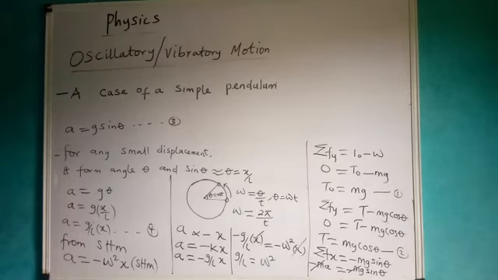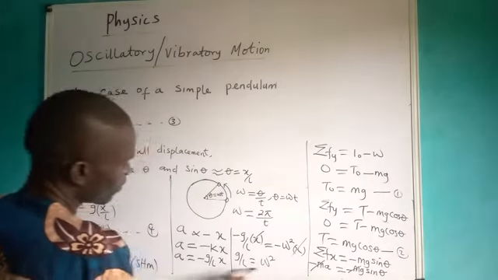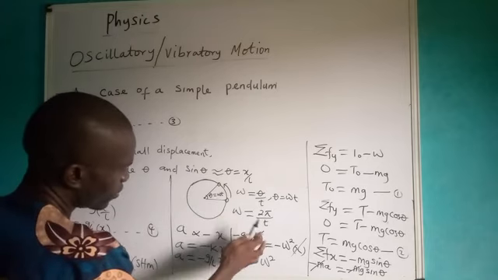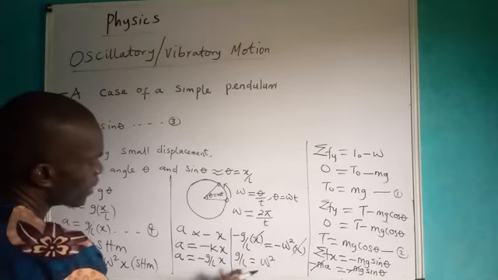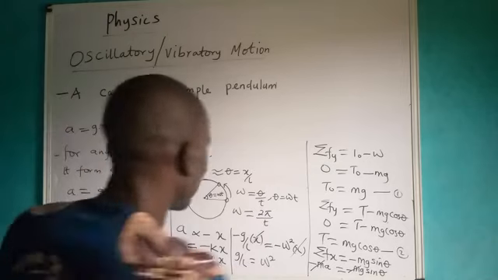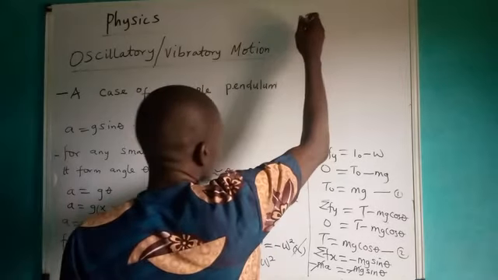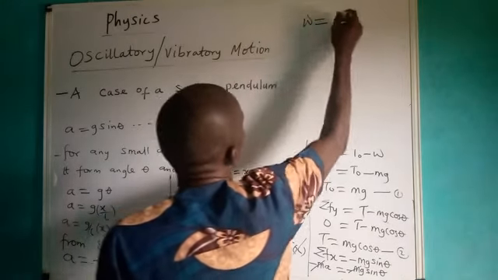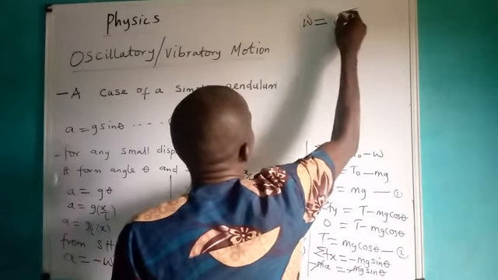Now for the time period of oscillation, we can determine it from here. Remember, I told you that our angular velocity, which is 2 pi over T, we can now use to replace this. Before we do that, let us take the square root of both sides. If I take the square root of both sides, I will have the angular velocity, which is the square root of g over L.